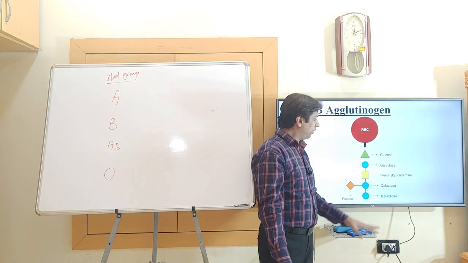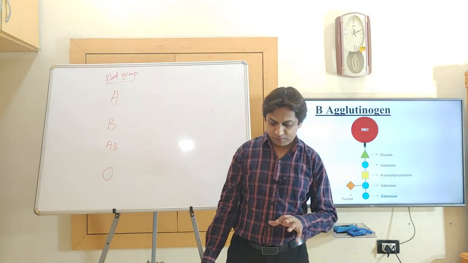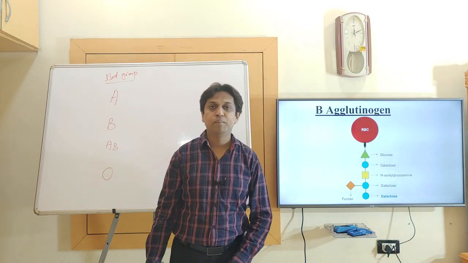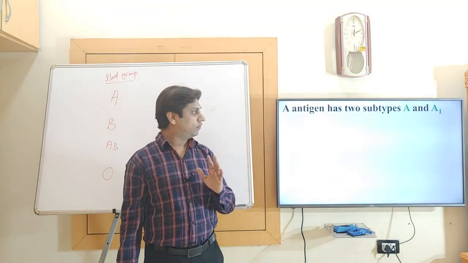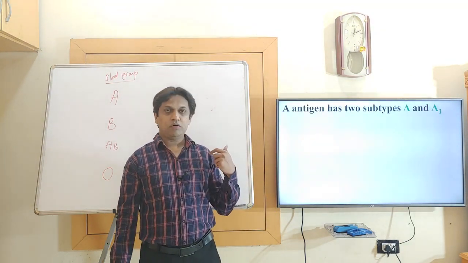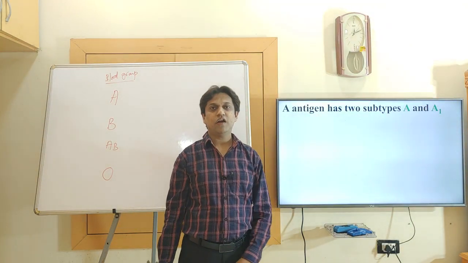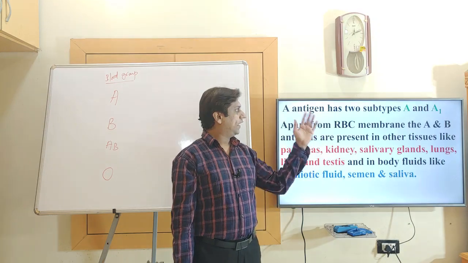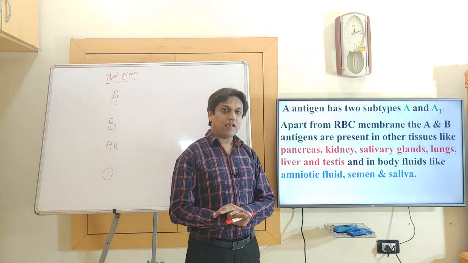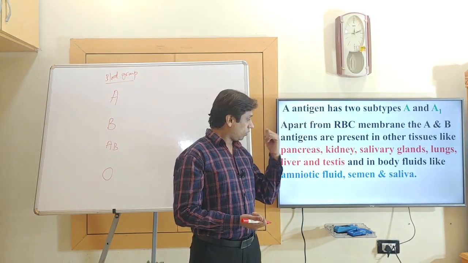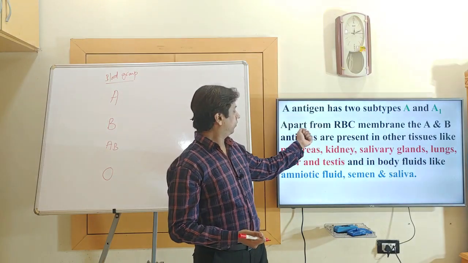With this knowledge of the chemical structure of A and B antigens, we'll proceed with the ABO blood grouping system, and the A antigen is further divided into two subtypes, A and A1. As I already mentioned, before going to H substance, we'll discuss this.